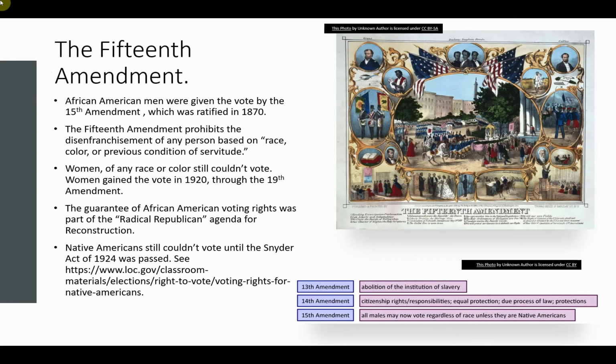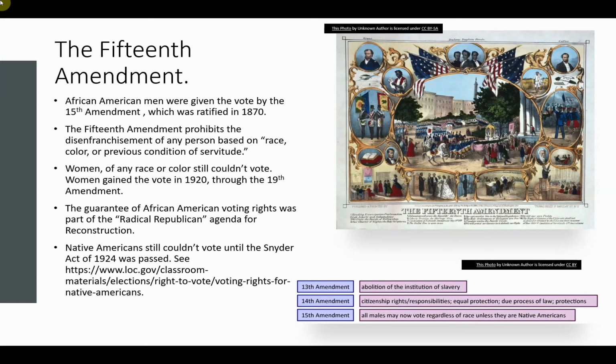The 15th Amendment. African American men were given the vote by the 15th Amendment, which was ratified in 1870. The 15th Amendment prohibits the disenfranchisement of any person based on race, color, or previous condition of servitude. Women of any race, color, etc. still couldn't vote. Women did not gain the vote until 1920, and that's when the 19th Amendment was ratified.